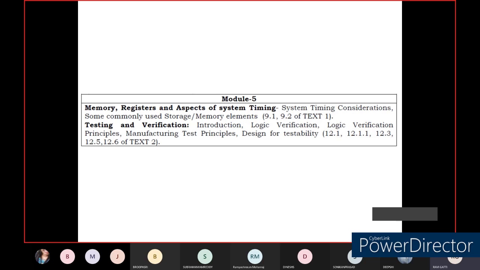After studying the design aspects related to the fundamental elements of sequential circuits, how can I make use of these sequential circuits to create larger memory elements, the storage elements? If you want to create them, then how can I extend the combination of these fundamental memory elements to yield larger memory sizes? All those details you are going to study in module number 5.